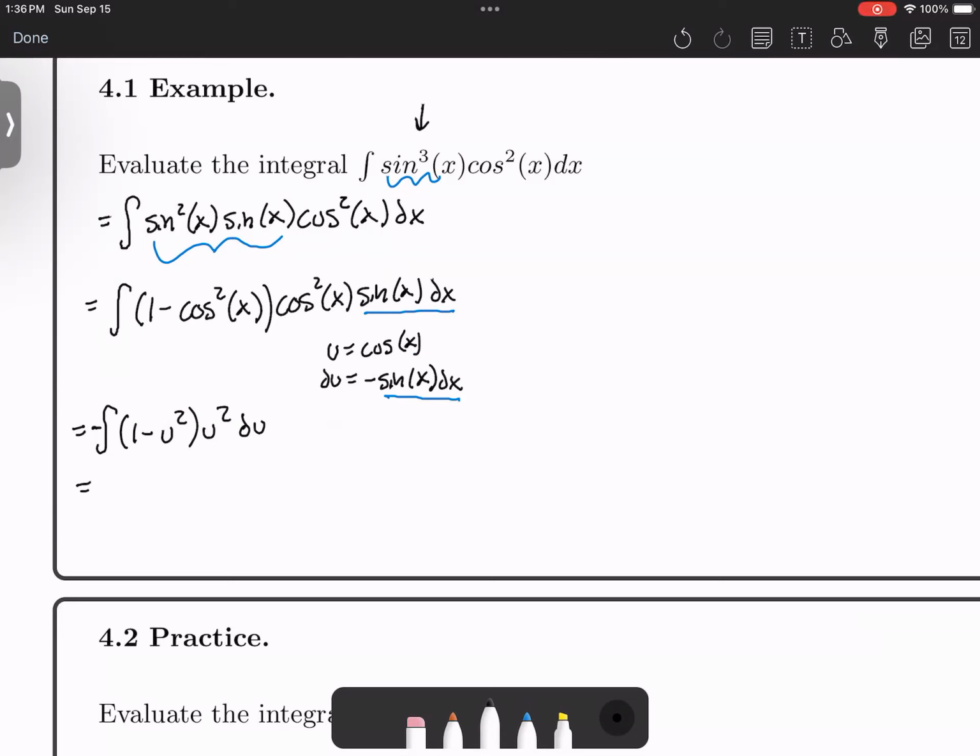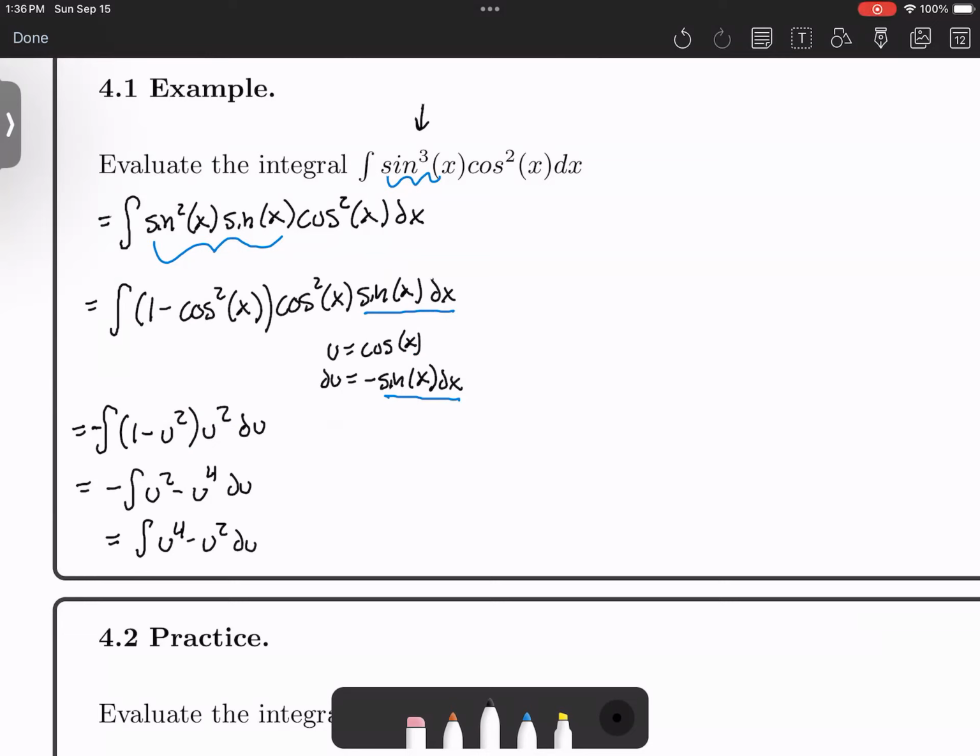So we turned a complicated integral of the product of 3 sines and 2 cosines into really just a polynomial that we have to integrate. This is going to be minus the integral of u squared minus u to the fourth, which I can just replace as u to the fourth minus u squared by negating everything. That's just because I don't want that leading negative out there.